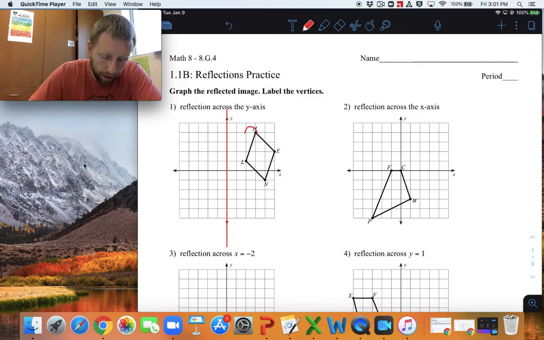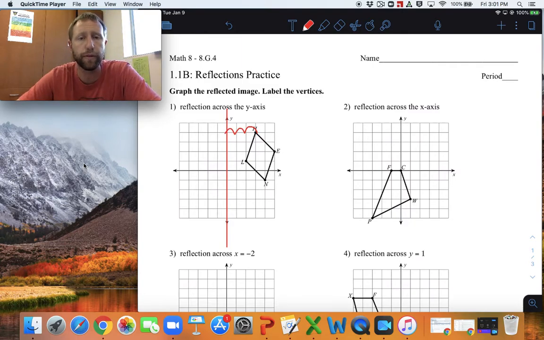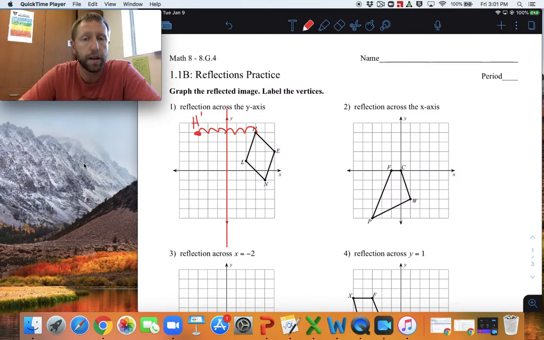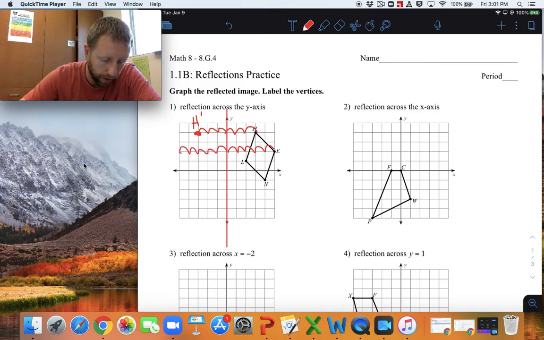Looks like we've got 1, 2, 3 spots away from the line of reflection. I need to go 3 spots away on the other side. So I've got 1, 2, 3. Here is where, remember how we label these, H prime would go. Okay, I'm going to do the same thing for all the other points. For point E, I've got 1, 2, 3, 4, 5 spots away from the line of reflection. I'm going to go 5 spots on the other side. So 1, 2, 3, 4, 5. I'm ready to put my new point E, which I will label E prime.